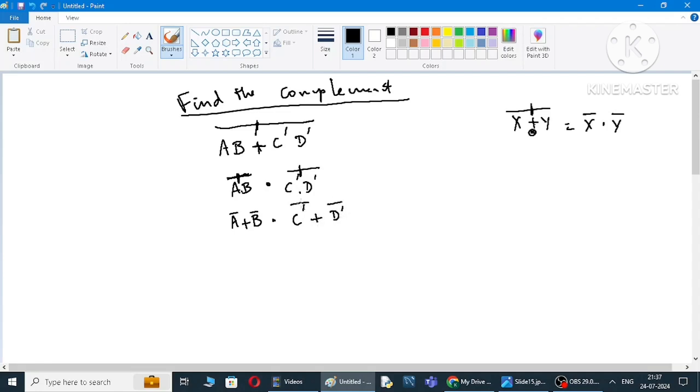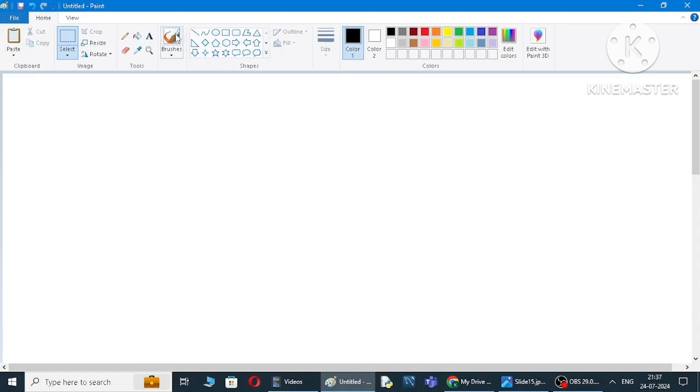Now complement of complement is what? The same number, right? So this is retained as such. Dot C double bar is C, D double bar is D. So this is how you find the complement of a given expression. Any expression is given, you just have to follow the rule: break the line, change the sign. Okay, so let us apply this.